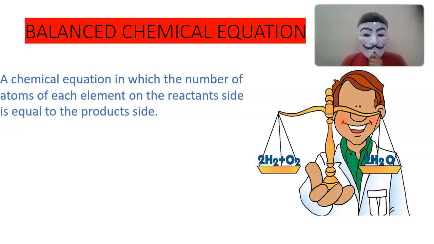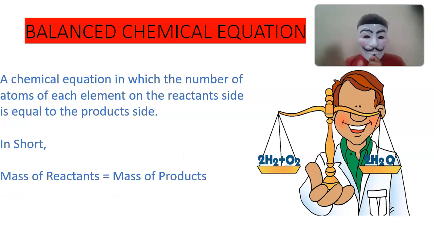So let's see in a short way what we can call this. See, here it comes. In short, we can call it: mass of reactants is equal to mass of products. It is that easy. We learned in the last video what reactants and products are. Reactants are the things which are used in a reaction, which take part in a chemical reaction. They are known as reactants. And products are the new things formed from a chemical reaction. So this is easy to understand. In short, we can just say mass of reactants is equal to mass of products.